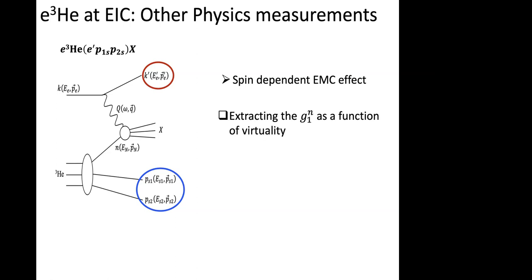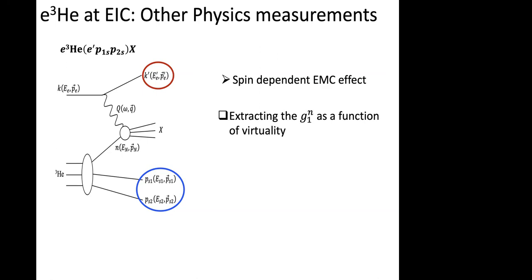So we can study this different spin structure function as a function of the virtuality and see if the EMC effect depends on this virtuality. That is something we can do right away with the current pseudo data, but we need to sit down and do it. So this is one of the potential physics topics we can do next.